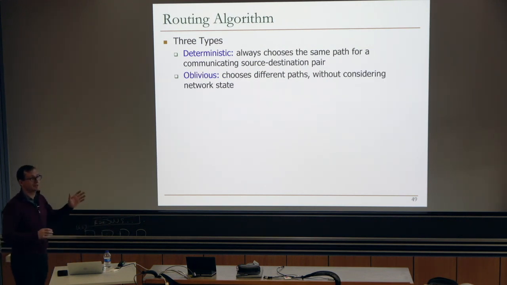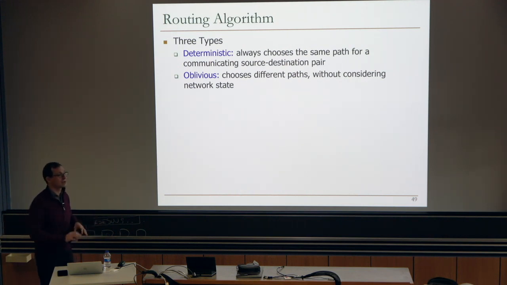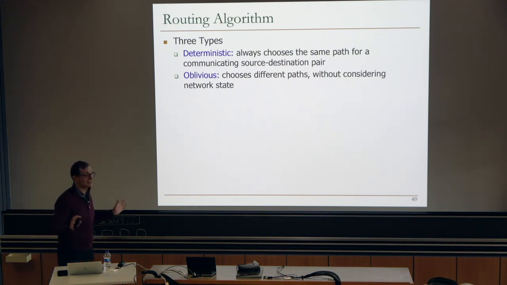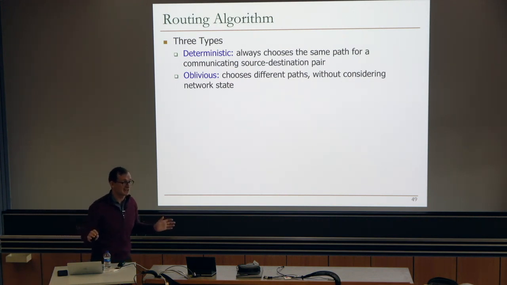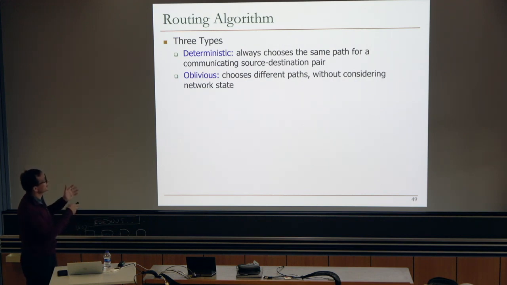So if you're communicating between X and Y, the first time you communicate, you choose one path. The next time you communicate, maybe you go through some other path. The next time, maybe you go through some other path. It's oblivious in the sense that it's oblivious to the network state, as we will see. Basically, it's not going to take into account the state of the network. But it's also not deterministic. Deterministic is a single path every time.